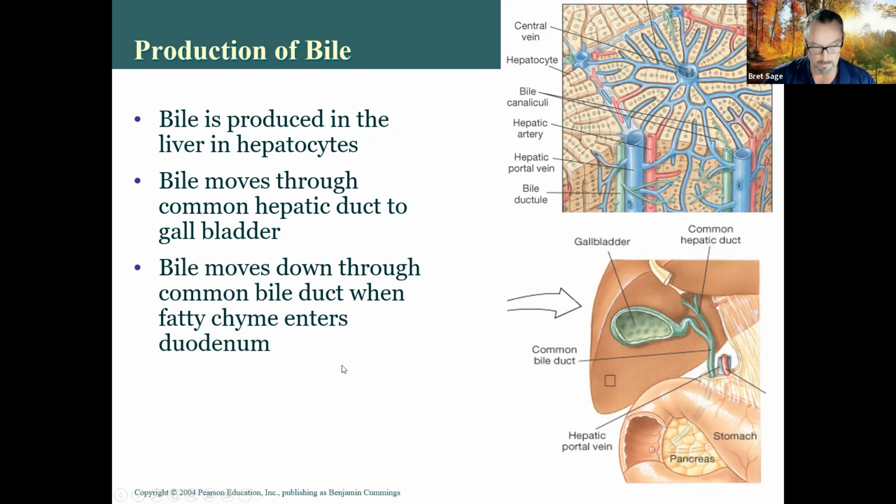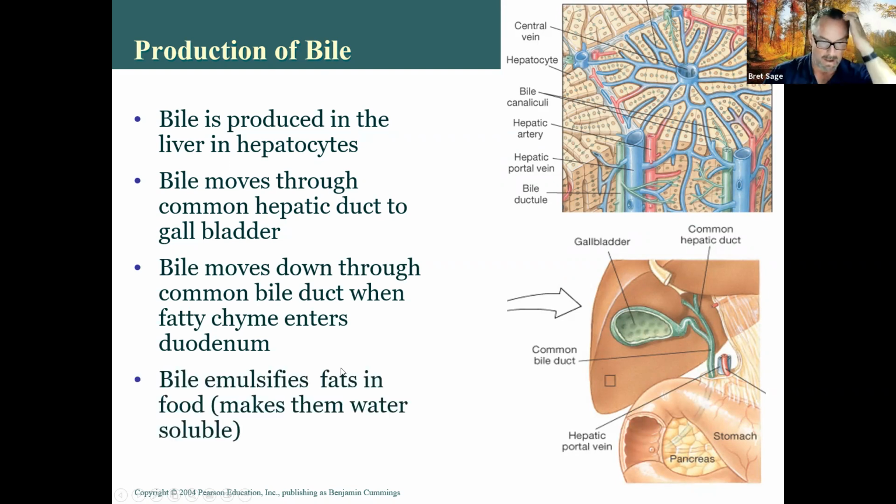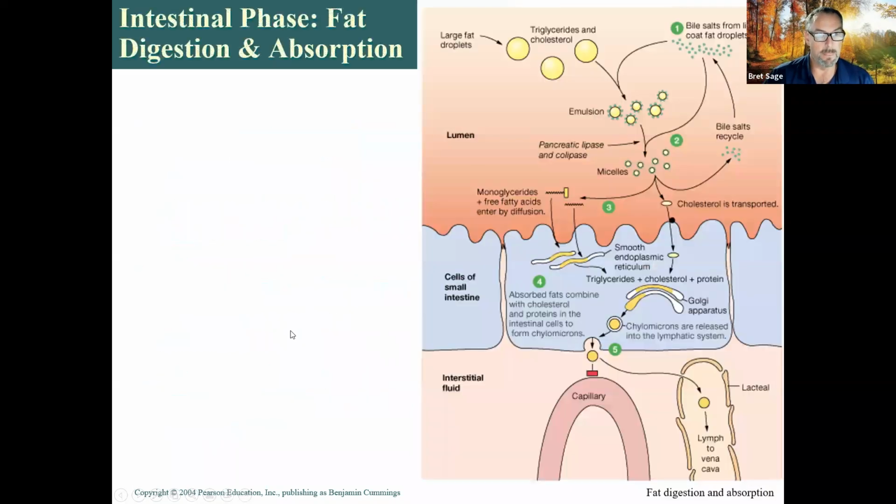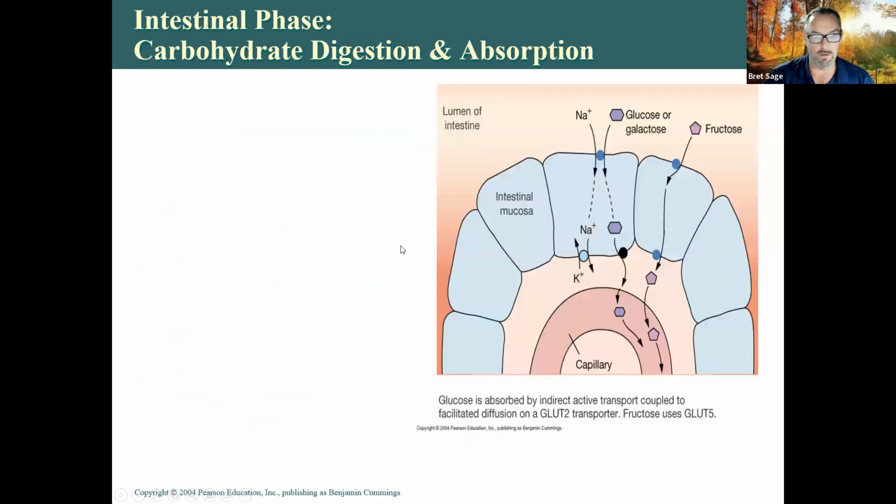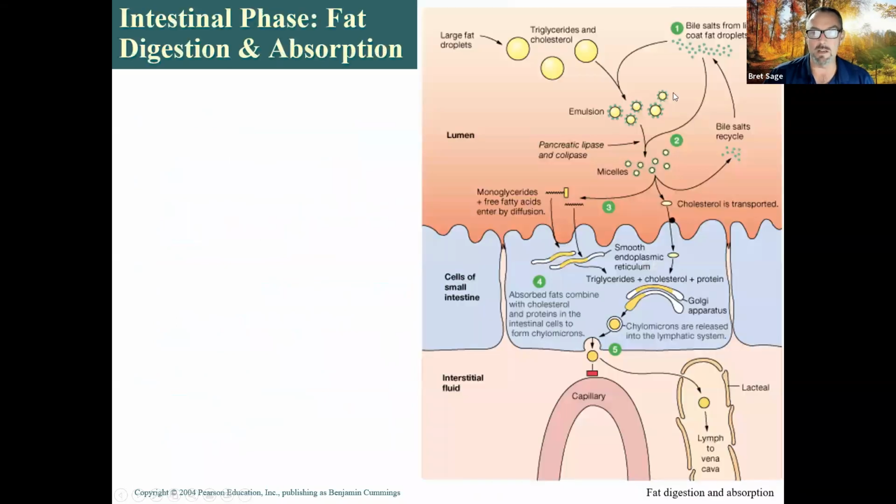When fatty chyme, which is food mixed with digestive enzymes, enters the duodenum, bile emulsifies fat in the food, makes it water soluble so that the enzymes can get to it and break it down. Okay, fat digestion. This shows how this happens.